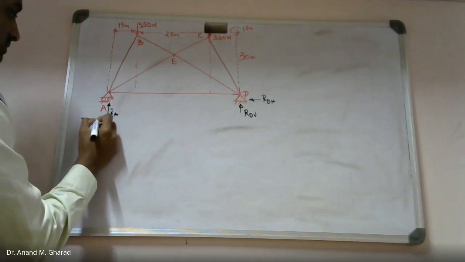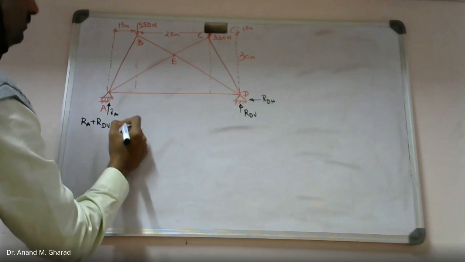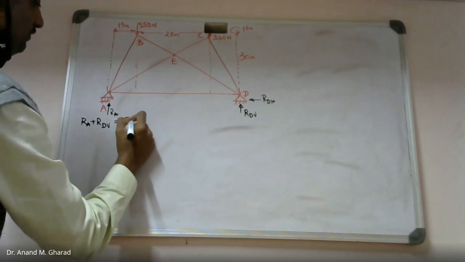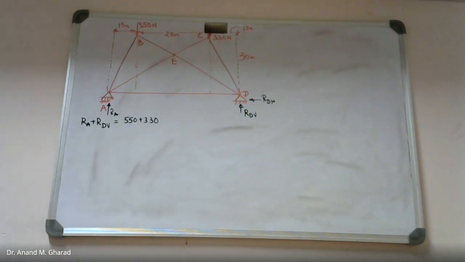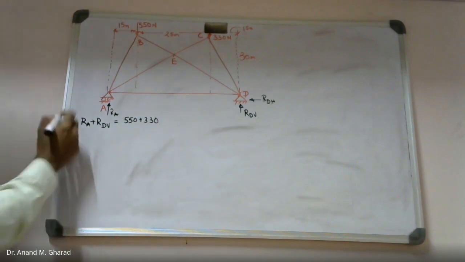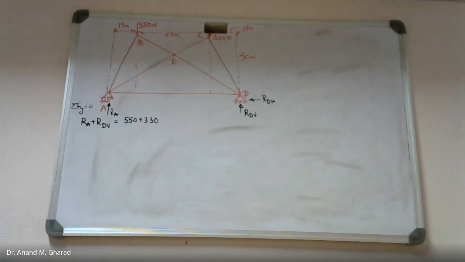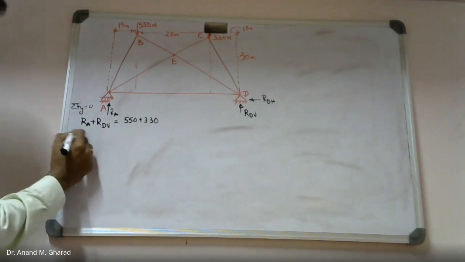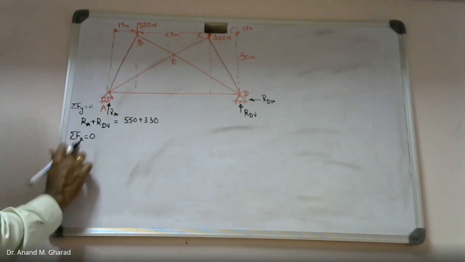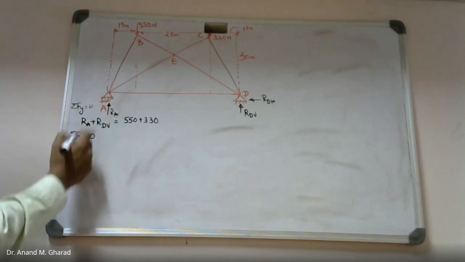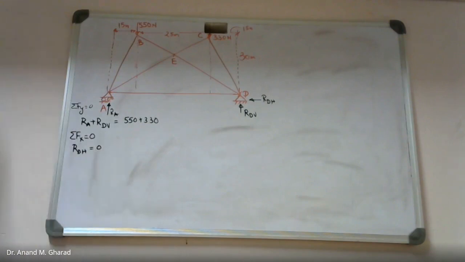RA plus RDV equal to 550 plus 330. Is this okay? Whatever equation I have written, this is for summation of force in y direction equal to 0. Similarly, summation of force in x direction equal to 0. You know that there are no horizontal forces other than RDH equated to 0.